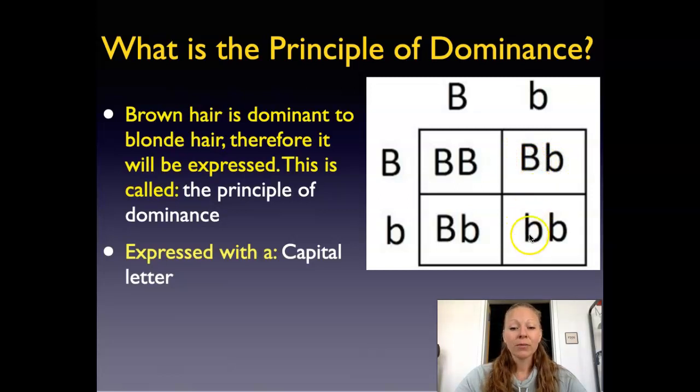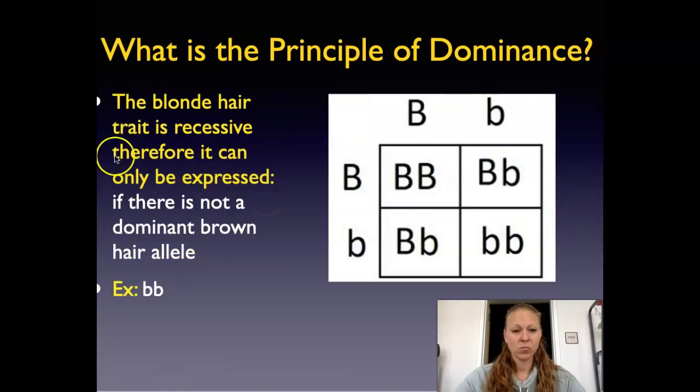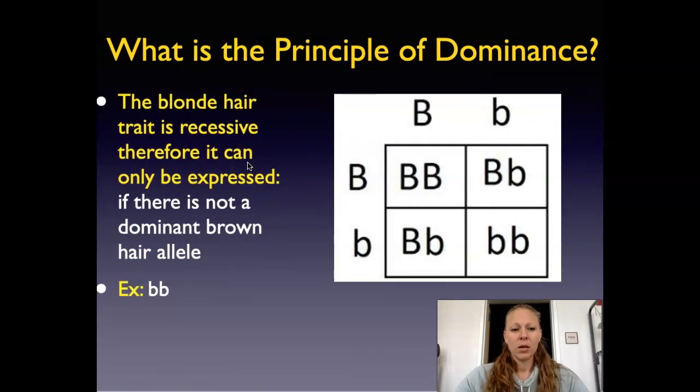But down here we have little b, so blue eye, blue eye. There is no dominant allele. There is no capital B. And that's the only time that the recessive allele can be expressed, is if you have two recessive alleles, little b, little b. We call this the principle of dominance. And so the blue eye trait is recessive, and therefore it can only be expressed if there is no dominant brown eye allele. And we saw that right here, for example, little b, little b.